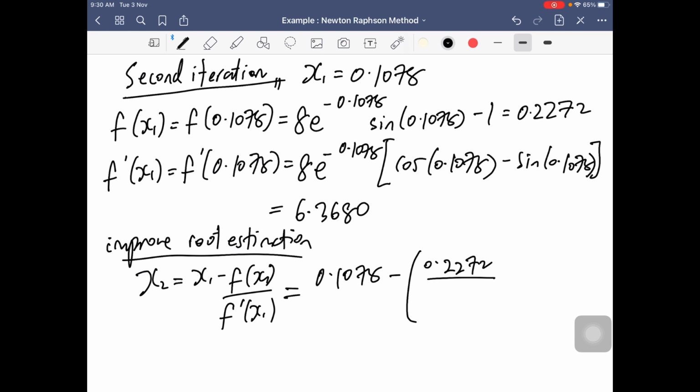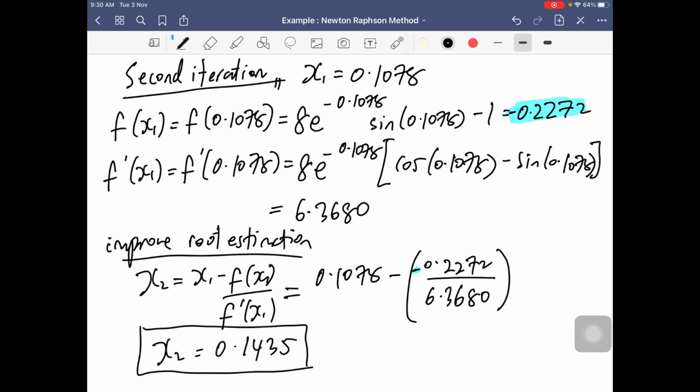here we should get negative. Okay, so here is negative, so divide with 6.3680. Okay, correction: this here should be a negative value. So that's why we have negative here. If you calculate this, you will get your x2 equal to 0.1435.